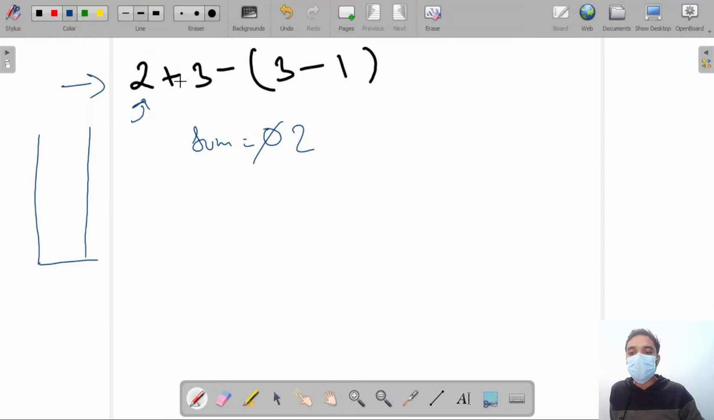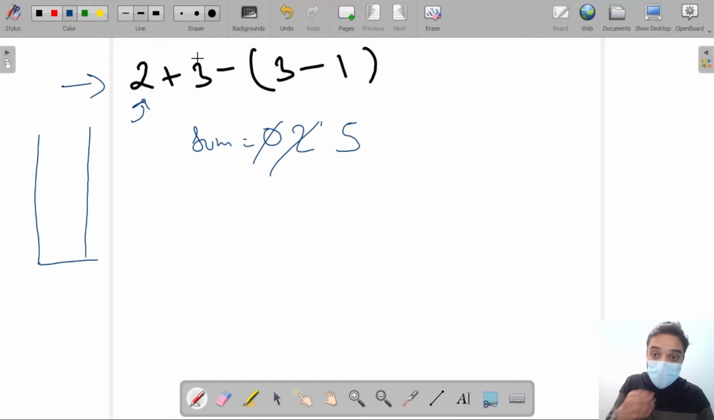Now I got plus, so I don't have to do anything. Whenever I get a digit again, I just have to update my sum with it, 2 plus 3, which is equal to 5. Then now I get a minus here, and after this I get an opening bracket. So I am going to push my minus sign onto the stack.